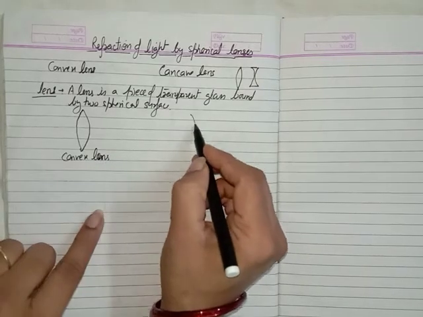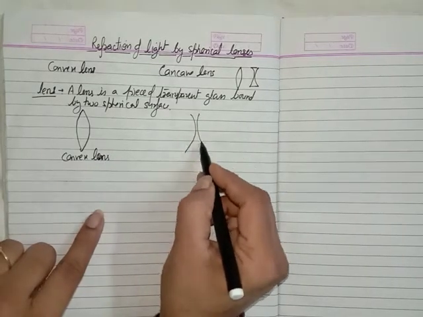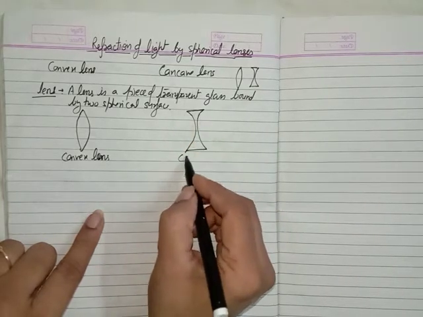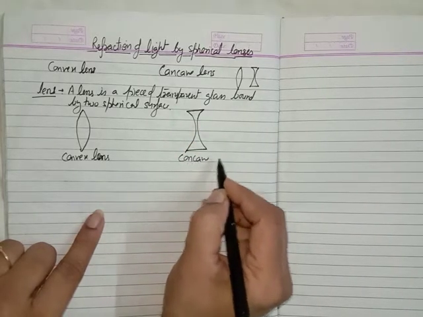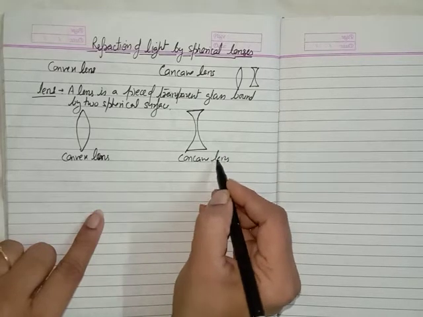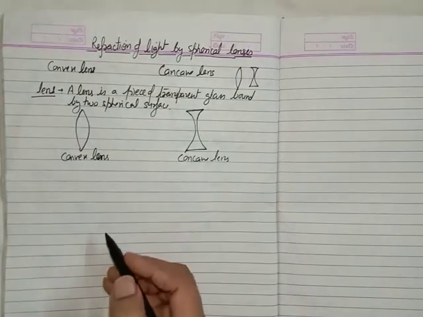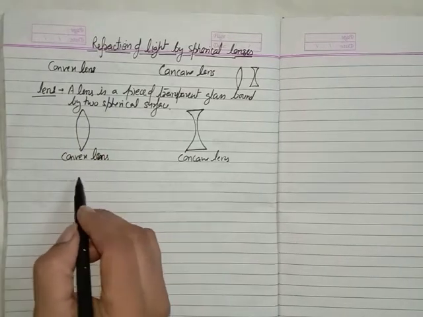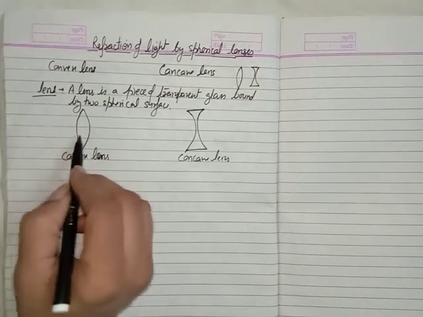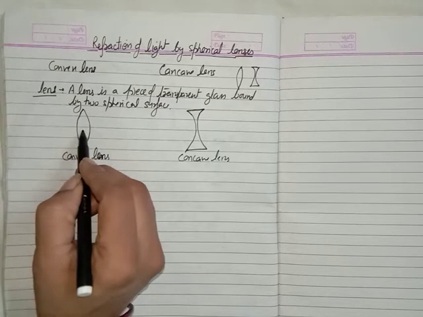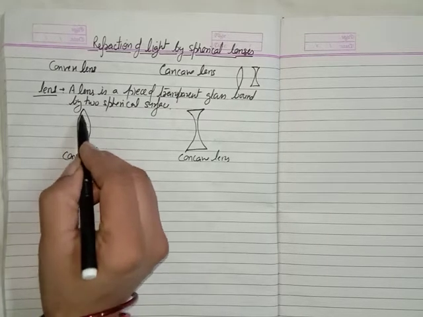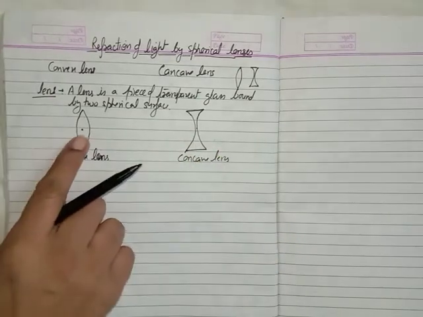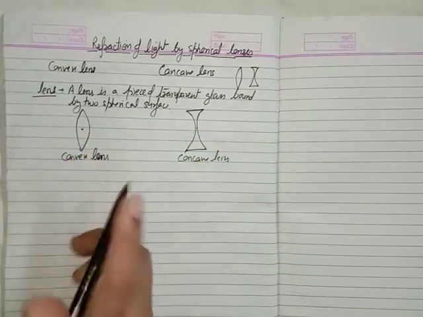And what about the concave lens? The lens which is thinner in the middle and thicker at the edges is called the concave lens. This is the concave lens. And there are some definitions which are used for these two lenses. The first one is the optical center. What is the optical center? Actually, it is the center point of the lens, for the convex or the concave lens. This center point of the lens is called the optical center.